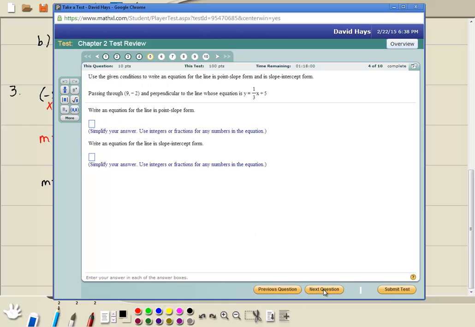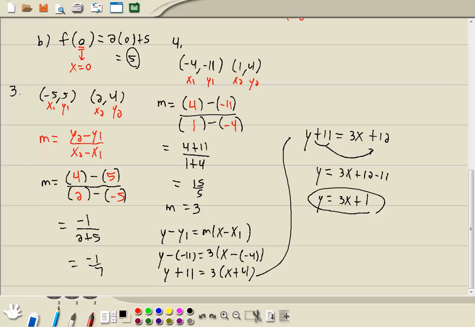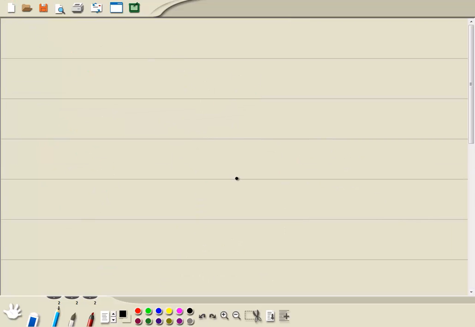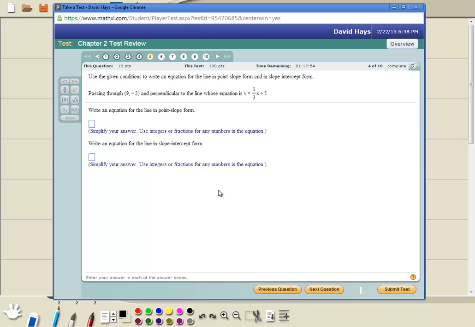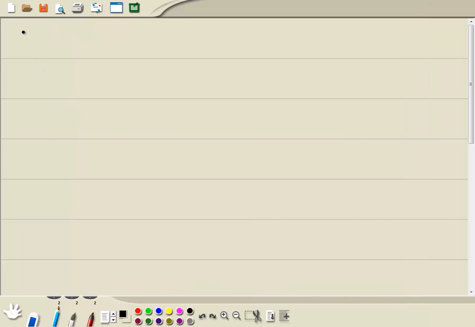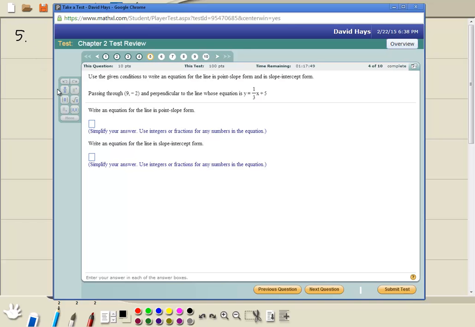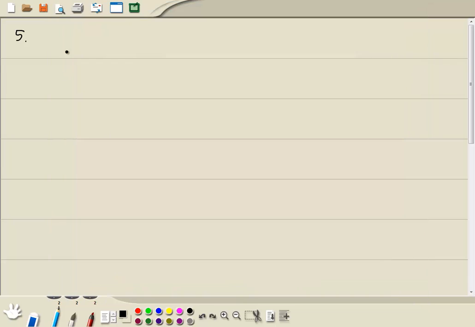And next question. Let me start a new page here. Problem number 5 says, use the given conditions to write an equation for the line in point-slope form and in slope-intercept form, passing through (9, -2).